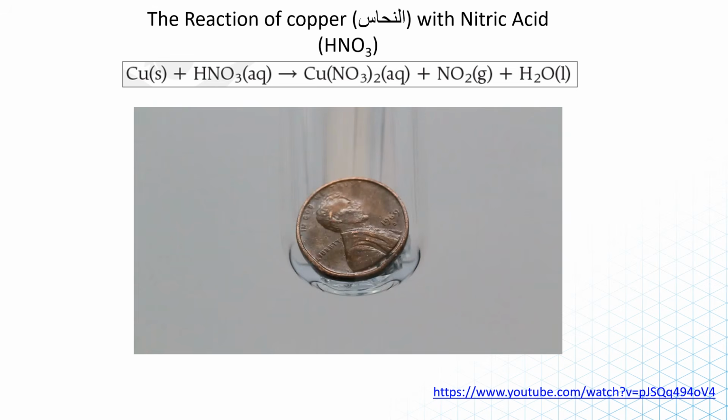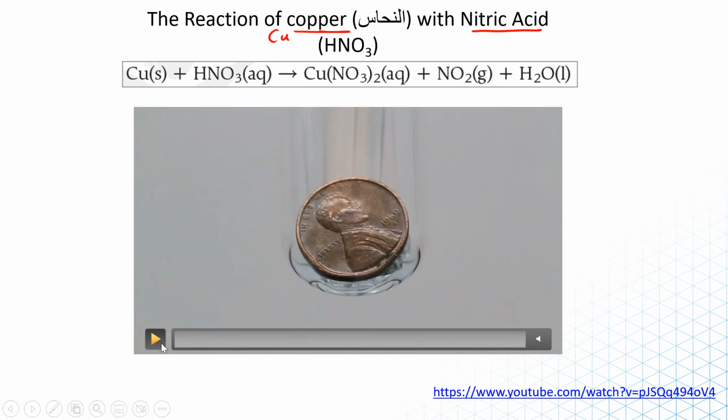So, let's have a look at this reaction. This is a very nice reaction, very interesting. The reaction between copper, which is Cu, and nitric acid, HNO3. Let's watch this video, okay, and see what happens in this reaction.